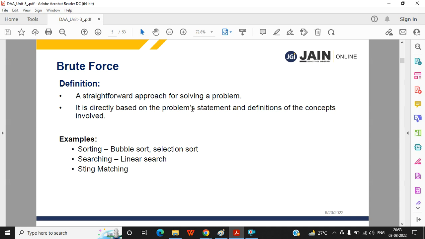So brute force technique is the simplest one for all algorithm types. It tells you that you will find the solution in every possible way. All the ways you have to measure, then take a solution. That is a brute force technique.